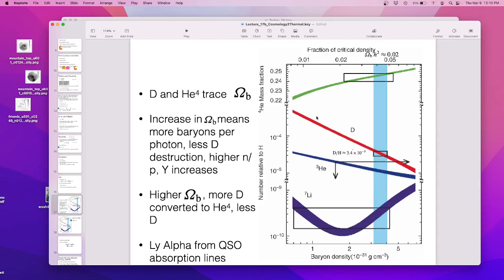So this chart shows a couple of different things. This is baryon density. It's a theory chart, but then the squares show us measurements. So these swaths are theoretical arguments as a function of baryon density for lithium, helium-3, deuterium, and helium-4. As the density goes up, I convert more of my deuterium to helium-4. Does that make sense? Because I can do it faster.